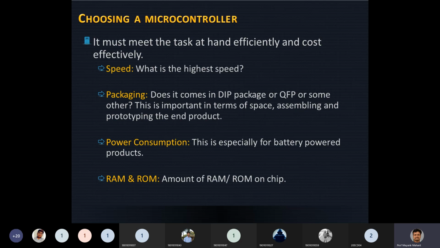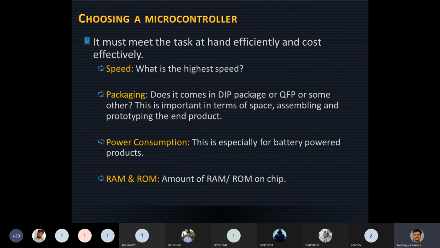The next is power consumption, because these microcontrollers are generally used in standalone devices. In standalone devices we generally use a battery as the power supply. The power consumption of a microcontroller plays a very important role in how long you can use that gadget before recharging. Because we use microcontrollers in battery-powered devices, it is very important to know the power consumption of the microcontroller.